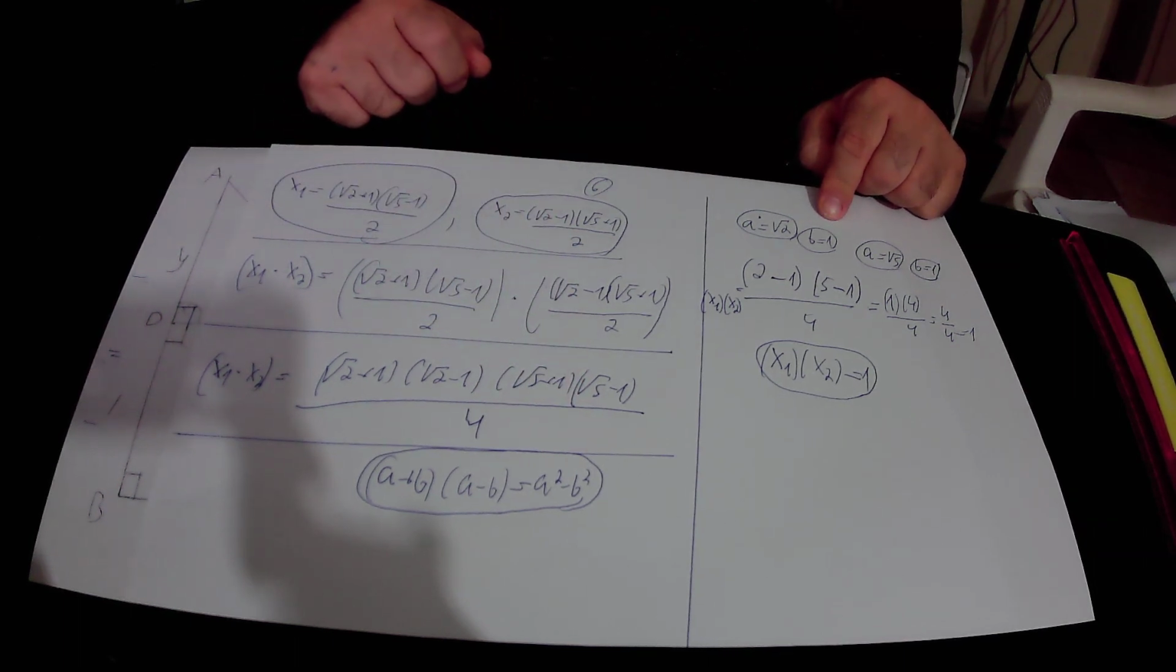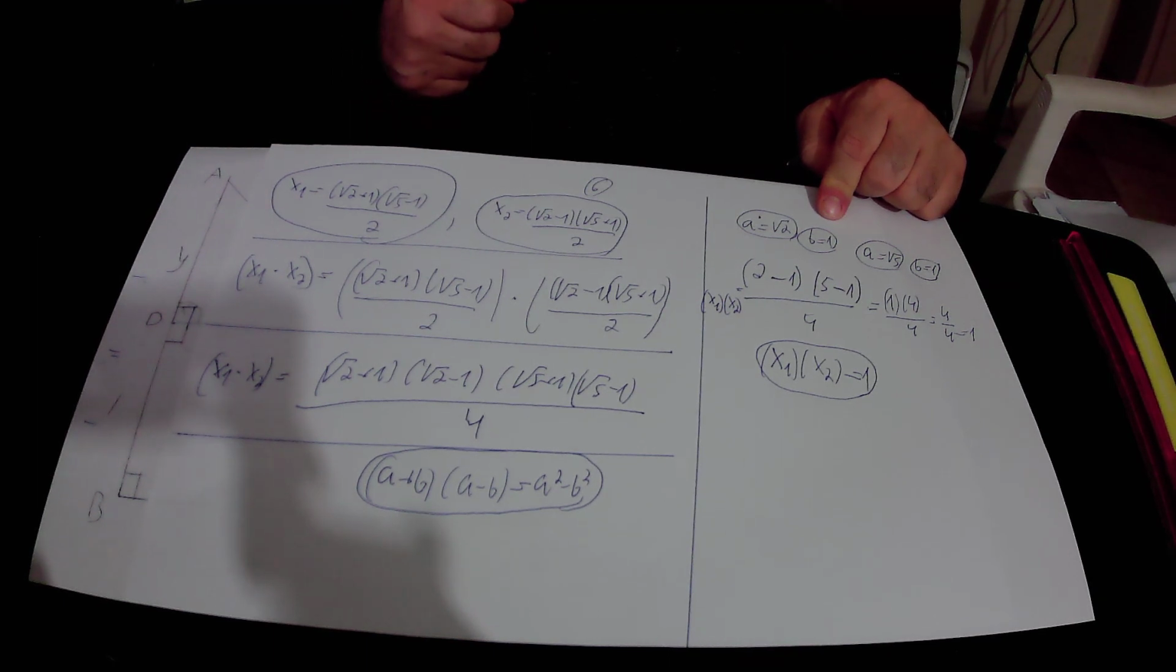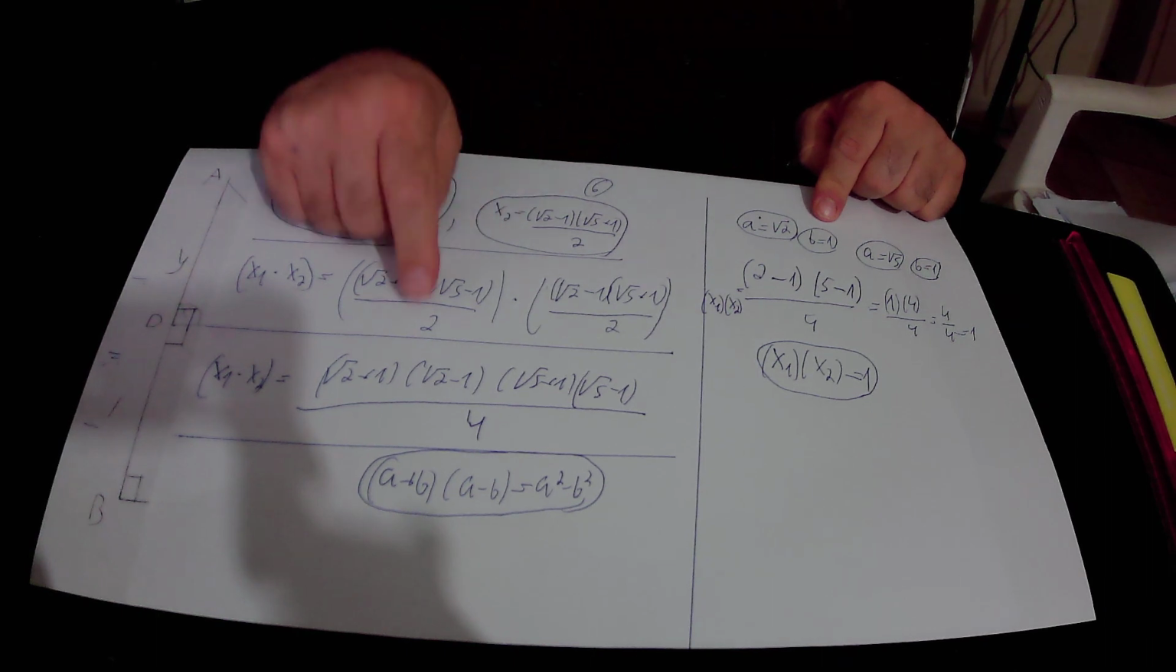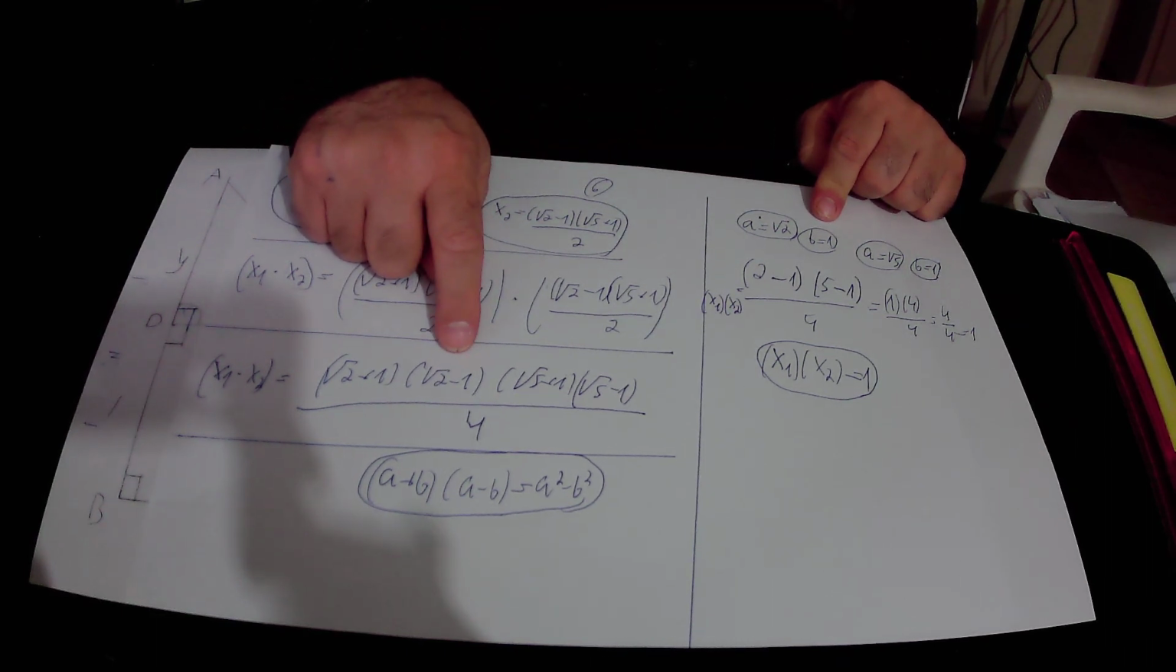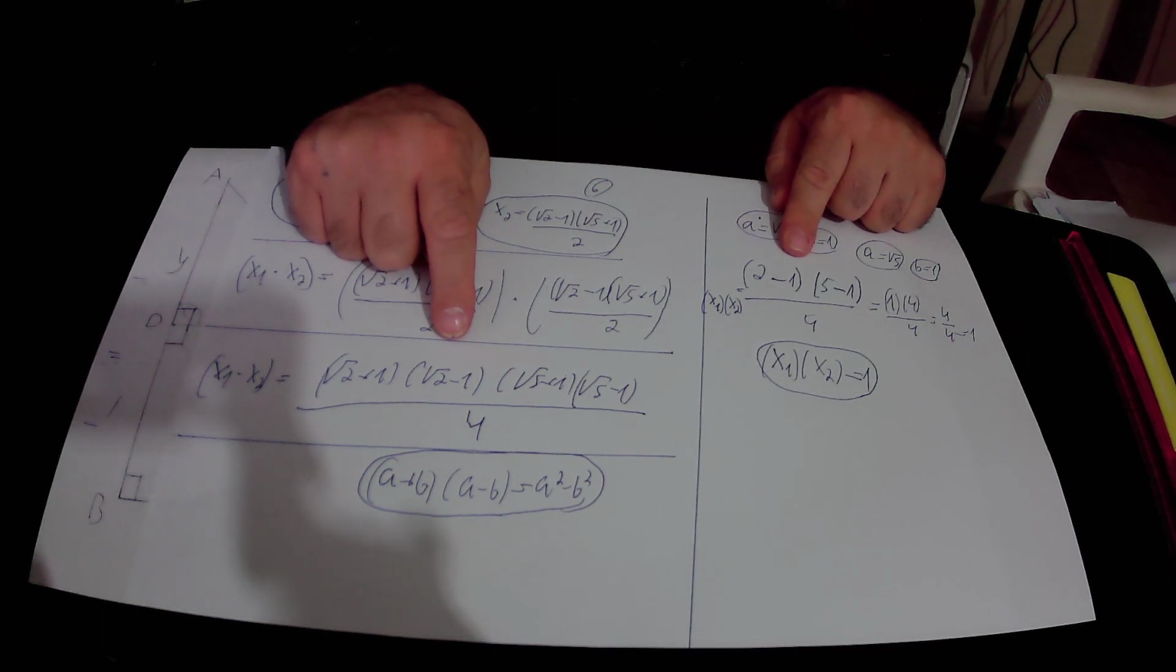B equals 1. B squared is 1 squared. 1 squared is 1, so it is minus b squared, which is minus 1. So in conclusion, we found out that the value of square root of 2 plus 1 times square root of 2 minus 1 is 2 minus 1.